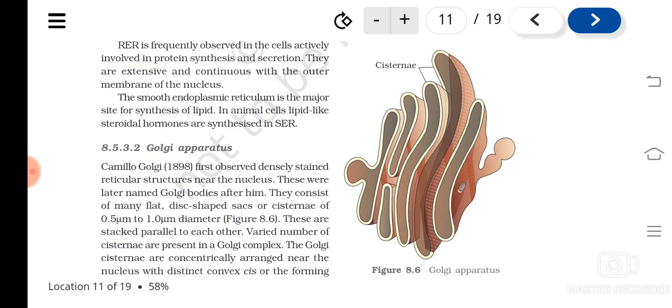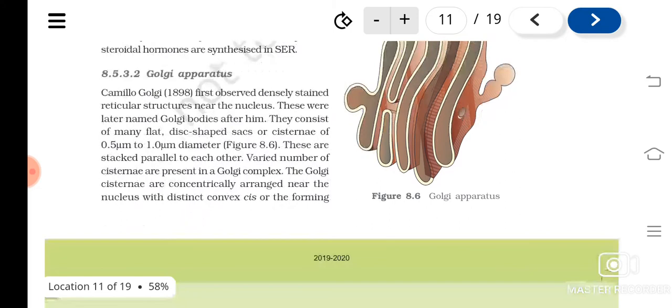The next organelle is the Golgi apparatus. Camillo Golgi first found this organelle, and after that it is named after Camillo Golgi.